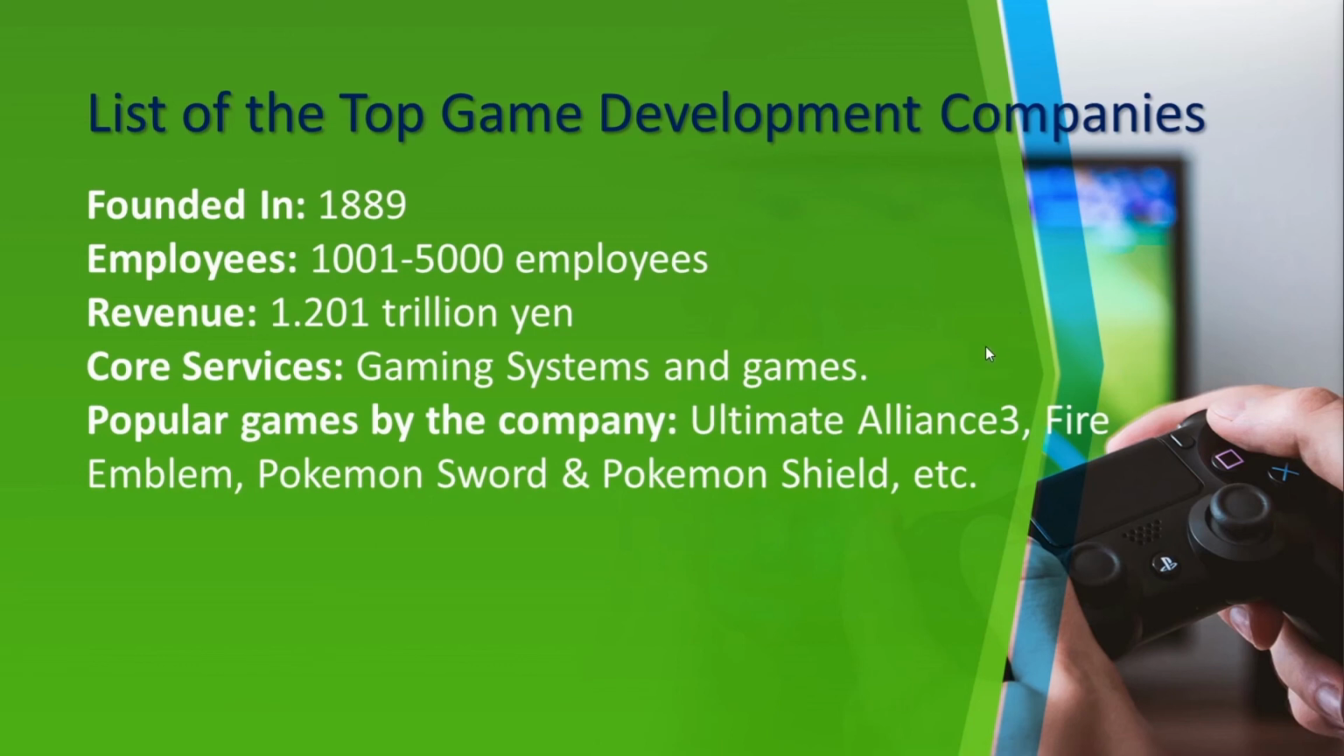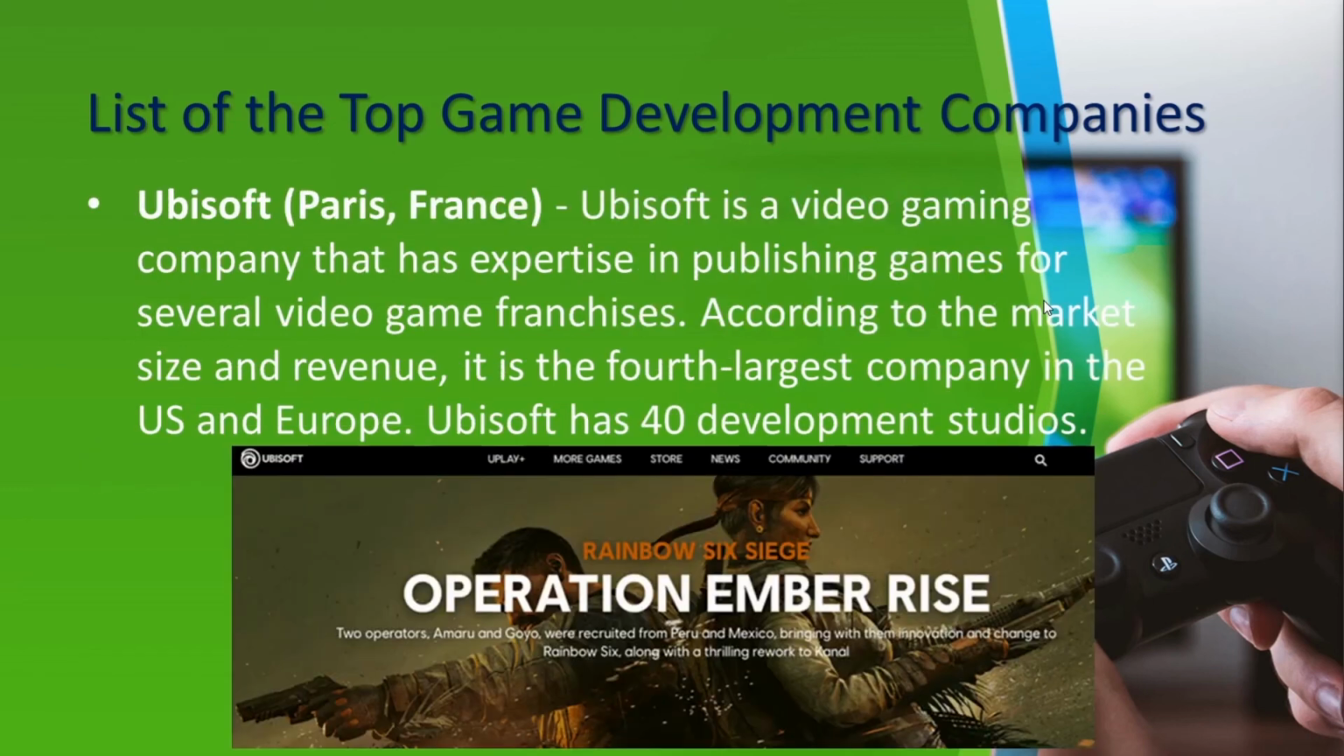1.201 trillion yen. So core services will be gaming systems and games. Popular games by the company will be Ultimate Alliance 3, Fire Emblem, Pokemon Sword, and Pokemon Shield, etc. Next, we have Ubisoft from Paris, France.